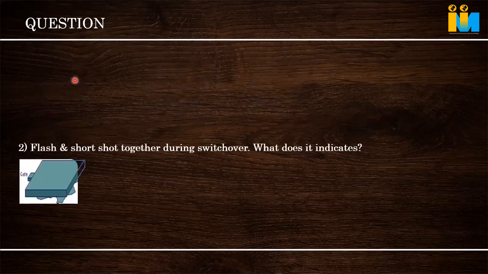Now there is a question. The part is short, a short fill. But flash is also there in the part. What does it indicate, short and flash both? Air vent is not there in the particular location? No. Major reason, you have to tell. Major reason.